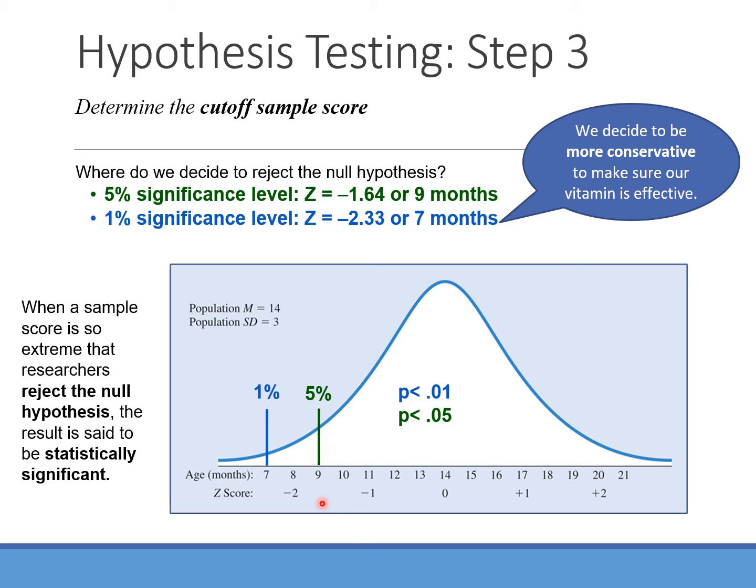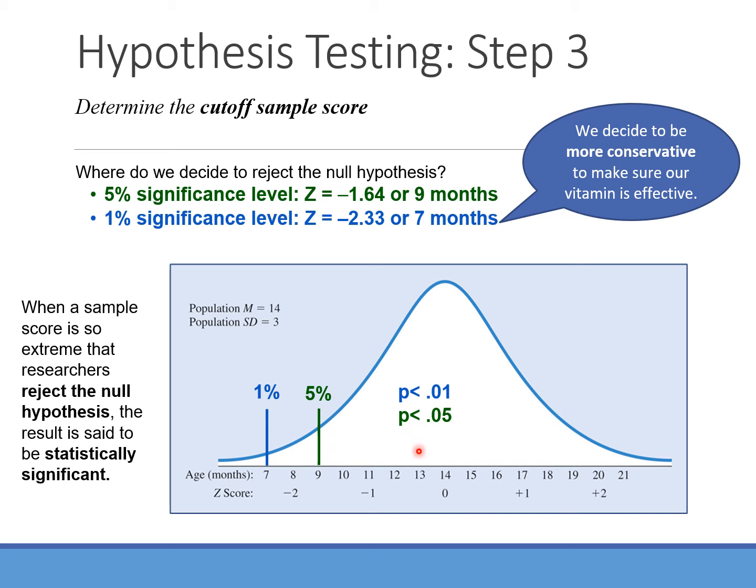And it turns out that the z-score for 5% is negative 1.64, or 9 months in this case. And the z-score for 1% is 7 months, okay? Now, when a sample score is so extreme that researchers reject the null hypothesis, the result is said to be statistically significant. So if we choose the 5% significance level, or P is less than 0.05, remember that when you write it as a decimal, 0.05 is the same as 5%.